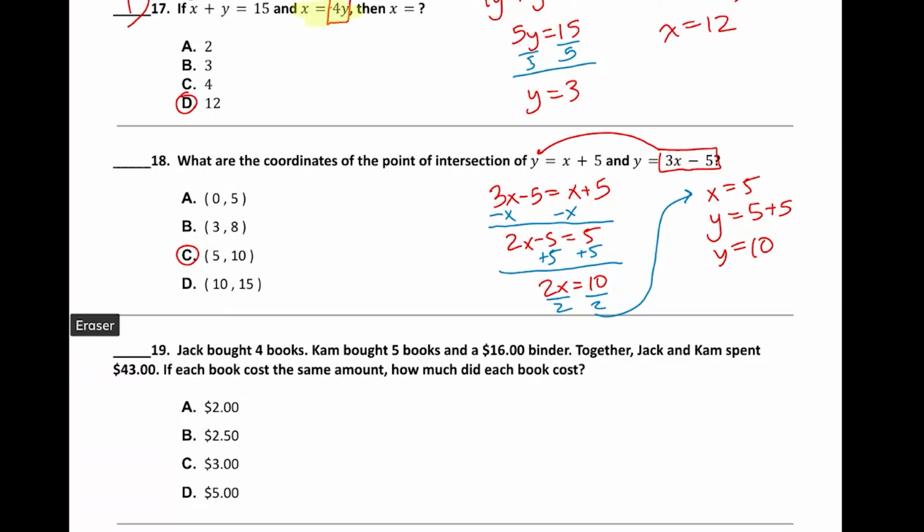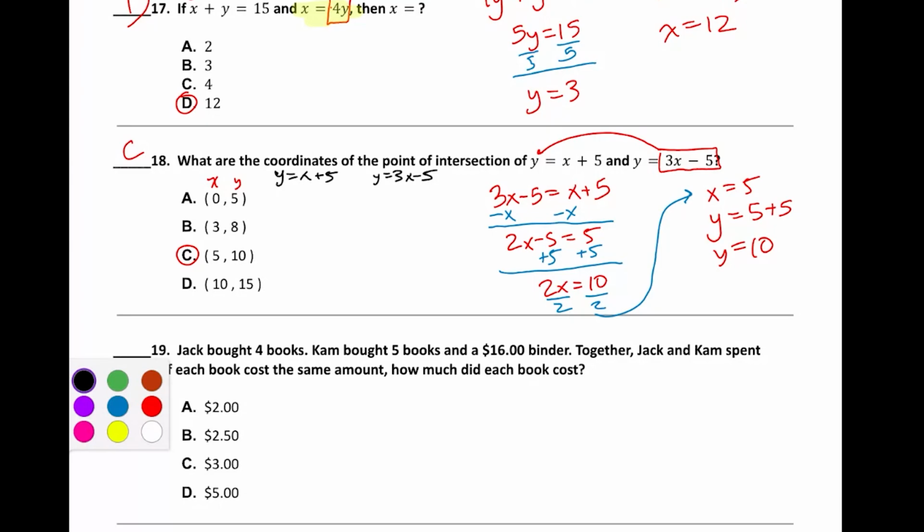Now, this is a problem where you might not think you're going to be able to use the answer choices, at least at first, because you have coordinates, but you really can. You just need to plug in the first number for x and the second number for y and ensure that both equations check out. This is going to be a totally different way you could work this. But if we test y equals x plus 5 and y equals 3x minus 5, and if we get two true statements by plugging in the coordinates, we know we have the right answer.